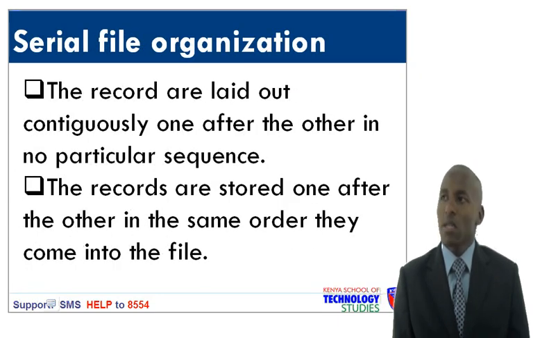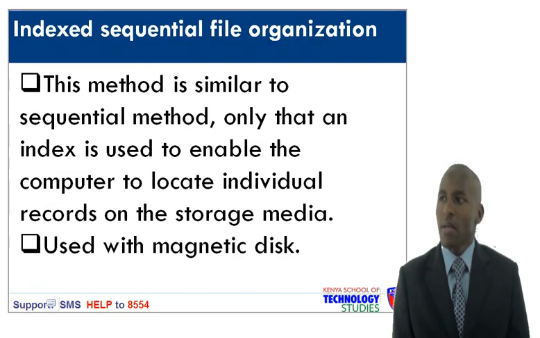Now let us look at serial file organization. The records are laid out contiguously, one after the other, in no particular sequence. The records are stored one after the other in the same order they come into the file.